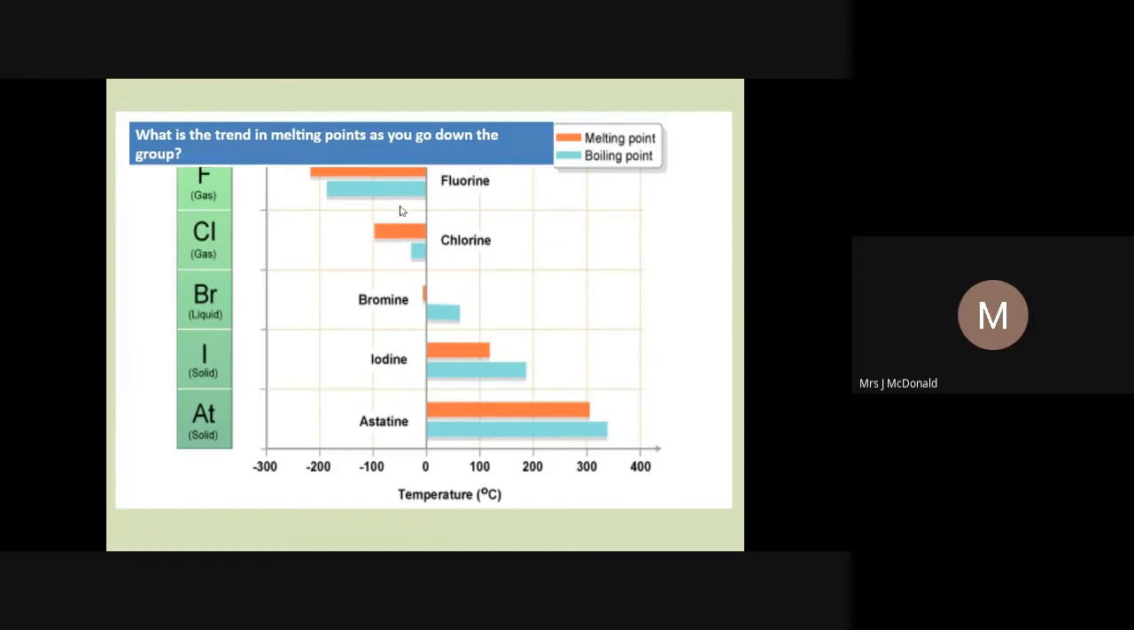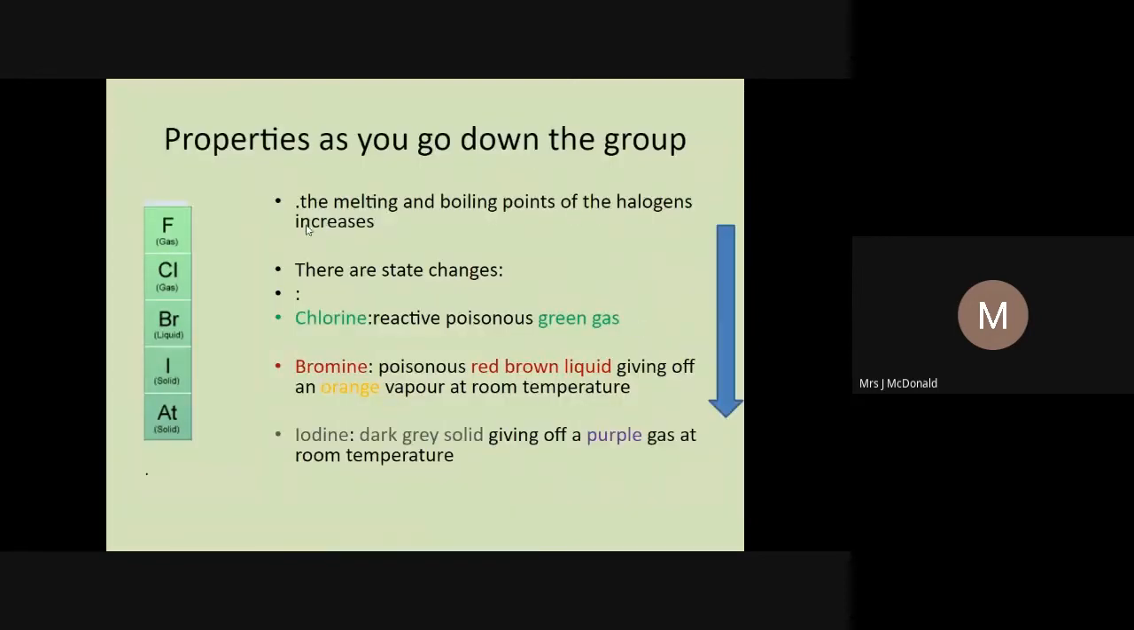But you can see that the trend is for melting points and boiling points, they increase as you go down the group. So here's some of the properties. First of all, the melting and boiling points of the halogens increases as you go down the group. There are also state changes.